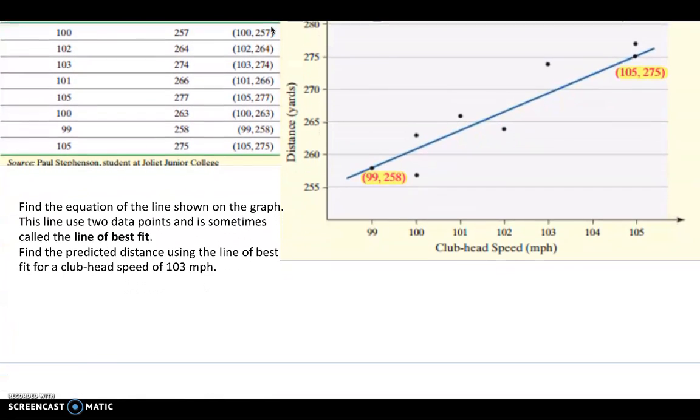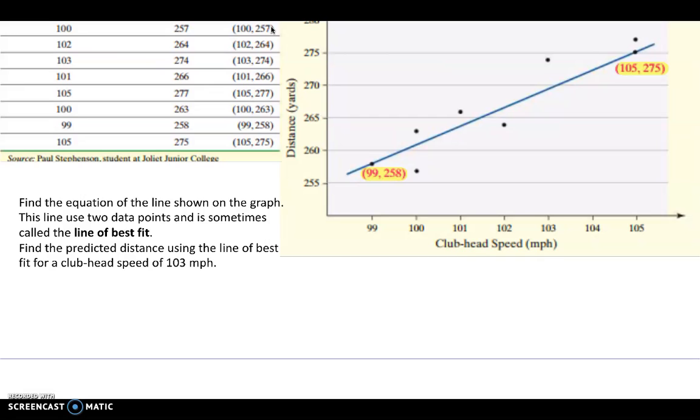So we're going to find the equation of this line that is on the graph using the 2 data points. I should say the line we're using when we only use 2 data points is sometimes called the line of best fit. It's not the least square regression line. That's actually the best possible fit. But this line of best fit is when you take 2 data points and find an equation to model this experience.